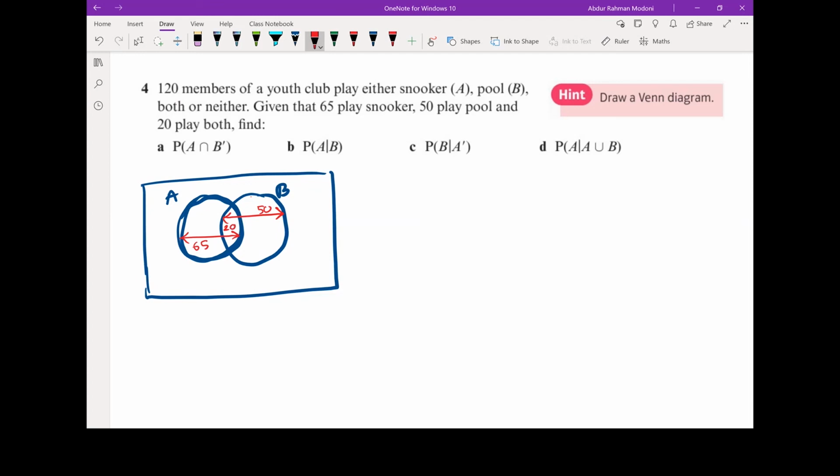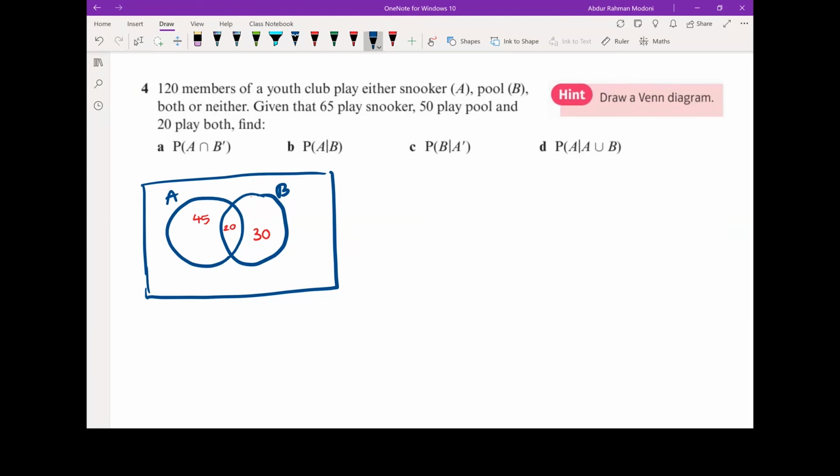So if the area inside is 20 and we know the whole thing for B has to be 50, obviously 50 take away 20, that gives us this has to be 30. Likewise, if we know the whole thing for A has to be 65 and we know the middle section is 20, 65 take away 20, that gives us 45 here. So once we've got the correct frequencies, I can then rub off the other bits that I used in terms of working things out. So now I've got my frequencies correctly written for that part.